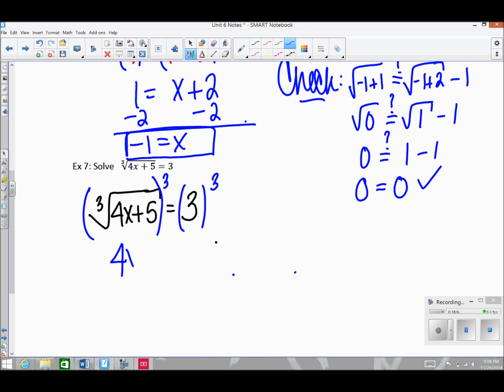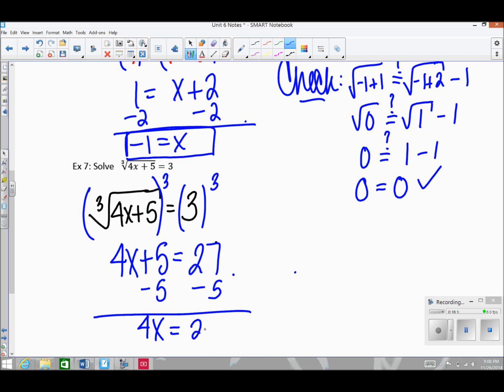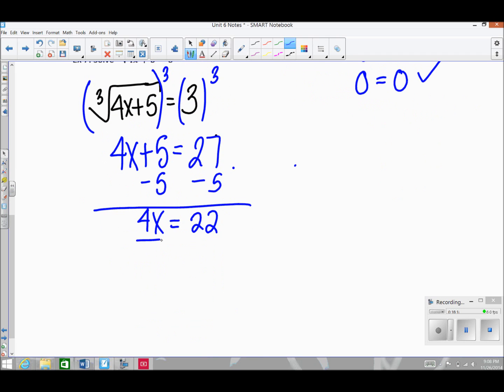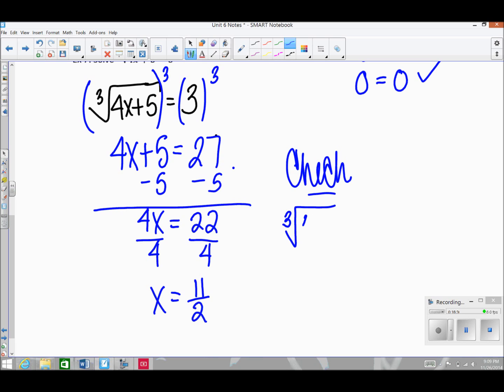So here I have 4x plus 5 equals 27. You're going to subtract 5 from both sides. So we have 22. Divide everything by 4. So we have x equals 11 over 2. And then again, we're just going to check, make sure this actually works. So we're going to plug in 11 over 2 and see if it equals 3.